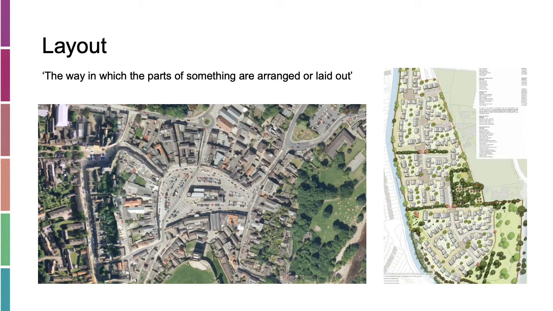On the left is a layout of Richmond, Yorkshire, which has been established over time, and you can see the very fine grain that's been naturally developed around the main marketplace. On the right is the layout of a proposed new housing development with random positioning of buildings, cul-de-sacs, and not necessarily a coherent layout in terms of navigation.